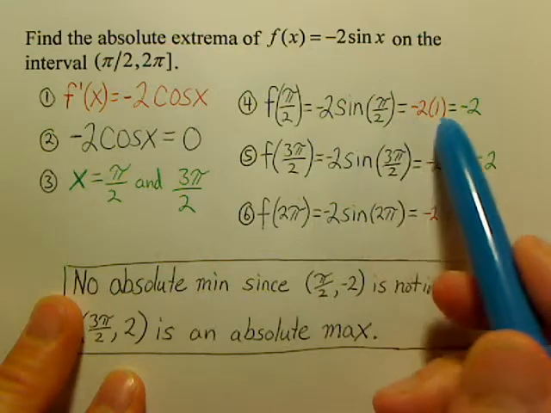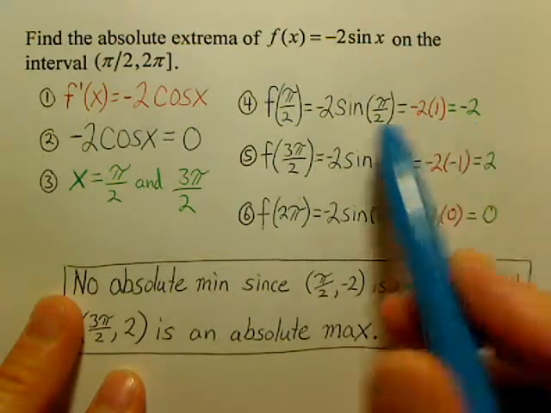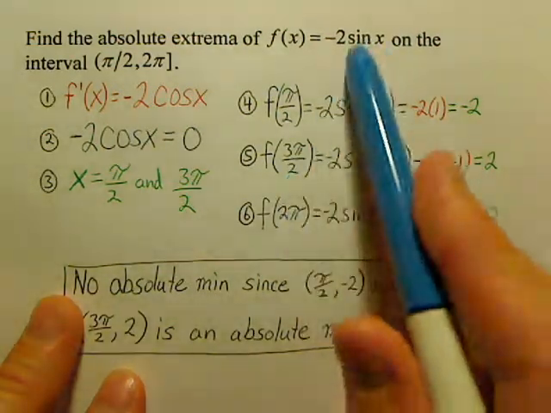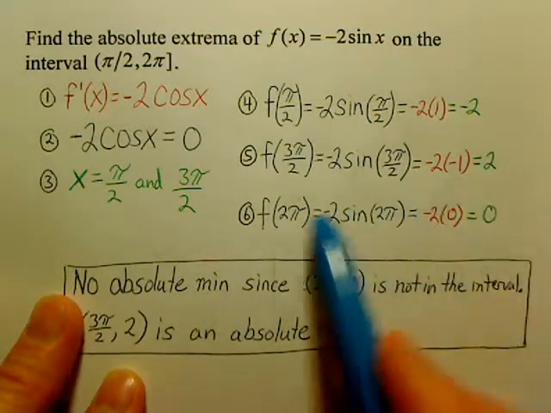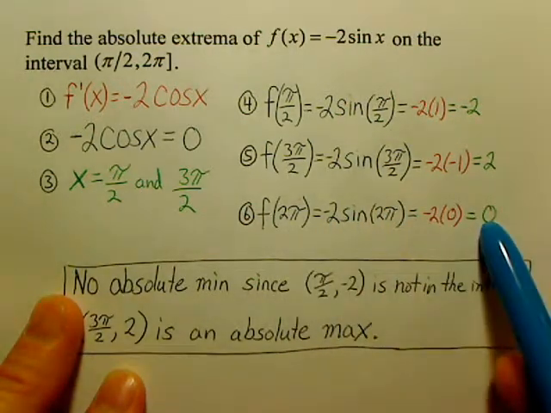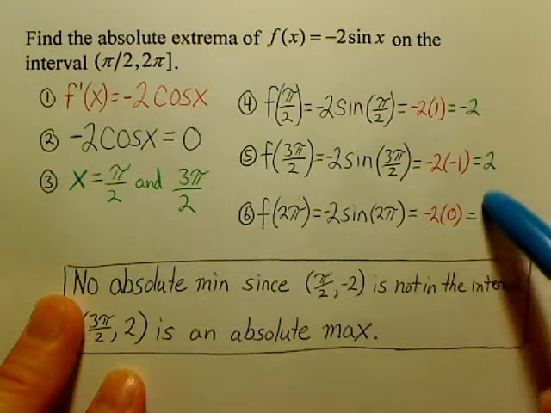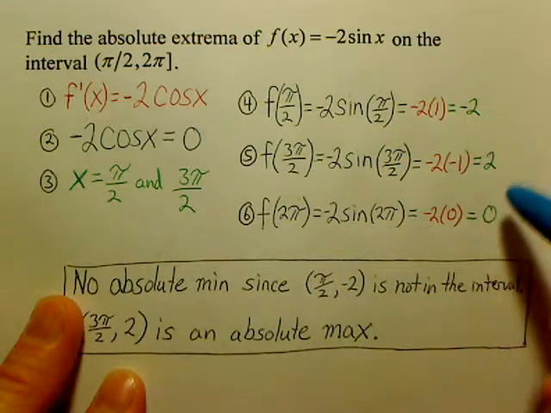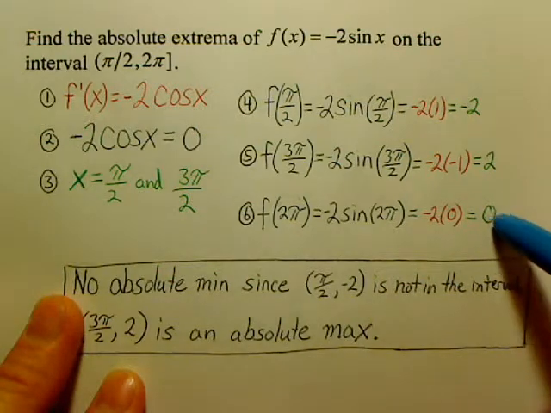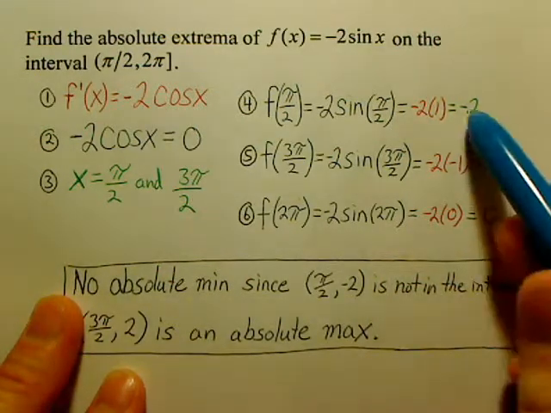When I plug it in, you can tell we get -2. When I plug in 3 pi over 2 to the original function, I get 2. And when I plug in 2 pi, I get 0. Now, if you look at all the values, this is the absolute minimum. This is the absolute maximum. This is neither. So absolute max, absolute min.